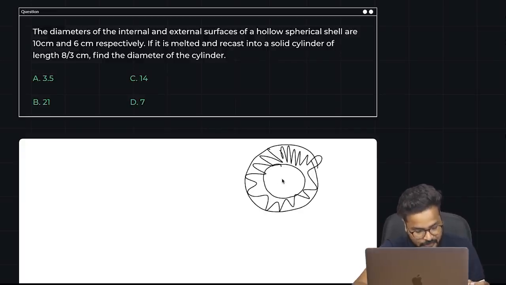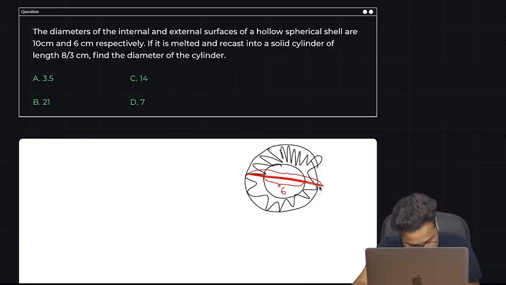Now, the diameters of the internal and external surfaces of a hollow spherical shell are 10 centimeter and 6 centimeter respectively. So the diameters, right? This diameter is 6 and this diameter is 10. So guys, what would be the volume of this particular sphere? First of all, tell me what is the volume of a sphere?